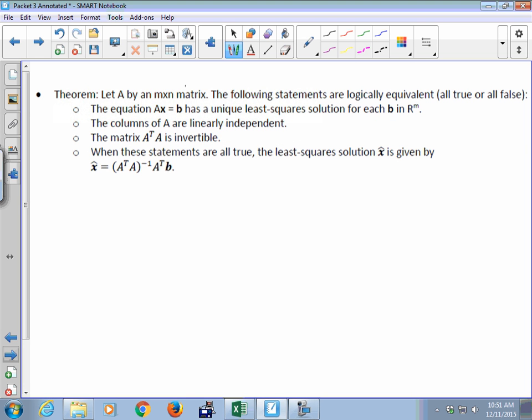So these four statements are all logically equivalent, which means they're either all true or all false. The last one being how to find X hat directly.